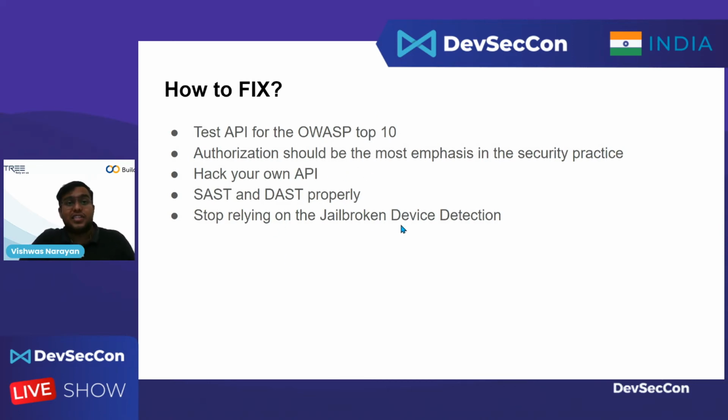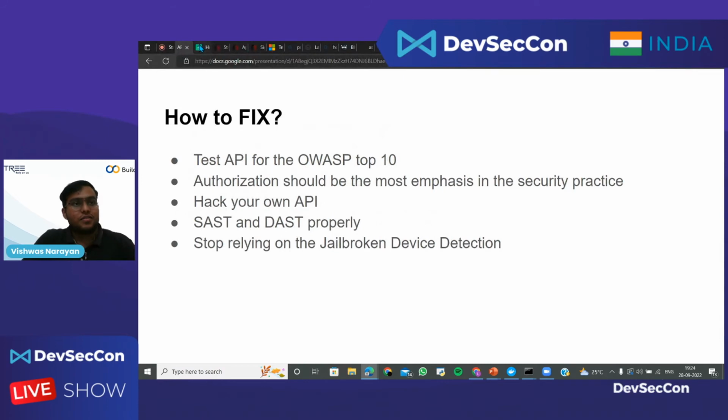Stop relying on jailbroken device detection because fundamentally it's almost going to end your API security practices, because you are fundamentally targeting your device level securities and your detection of the ports which are open and things like that, but you don't specifically see how business logic is vulnerable.